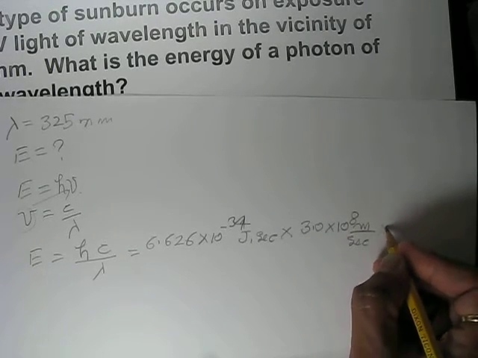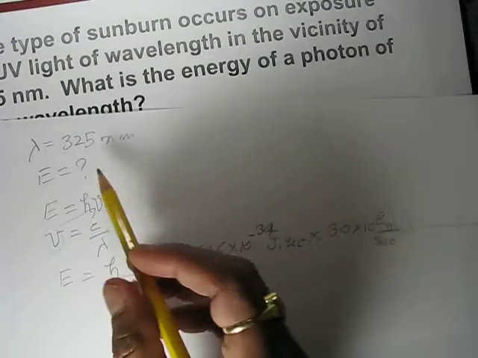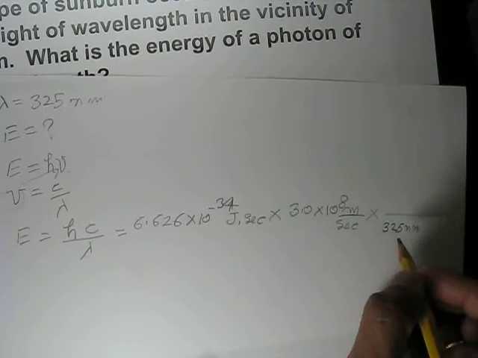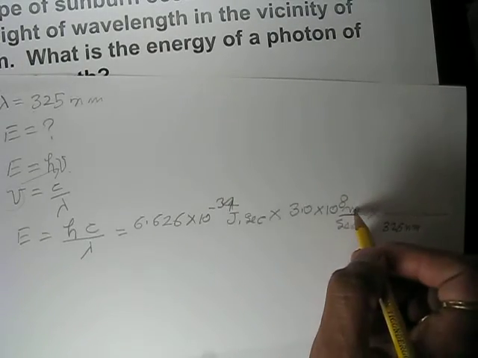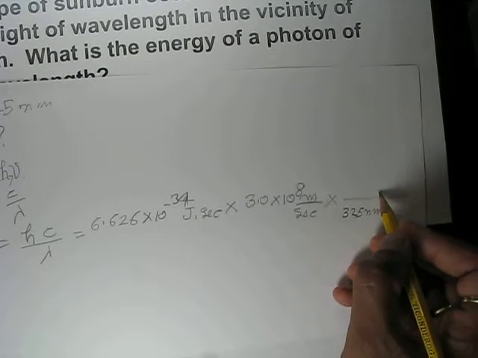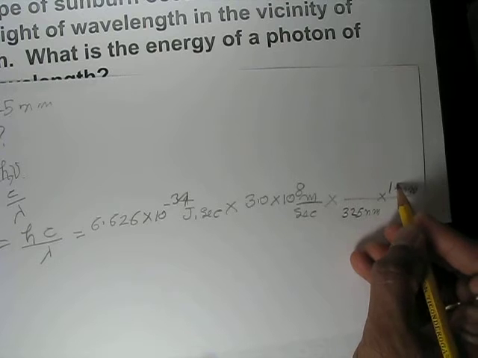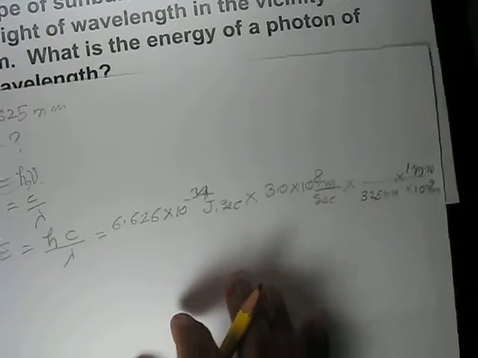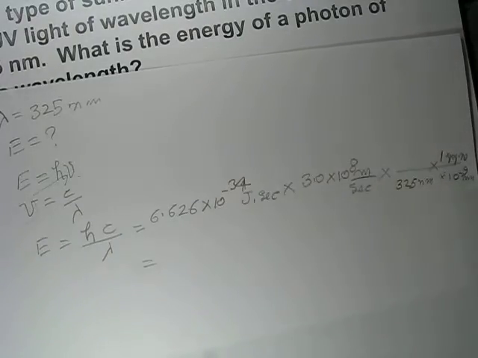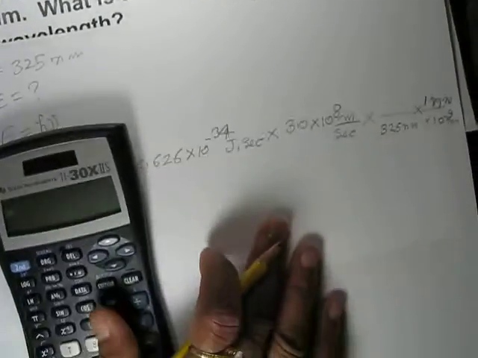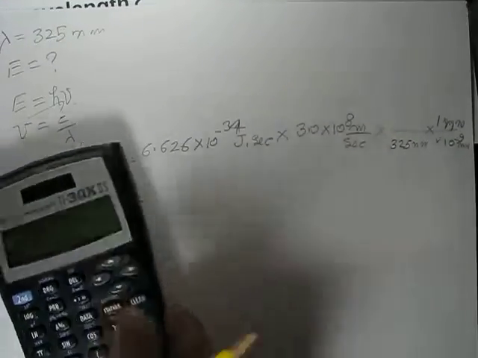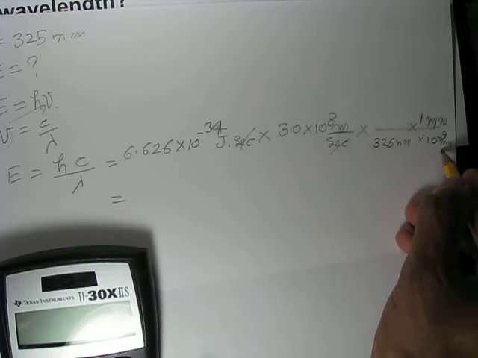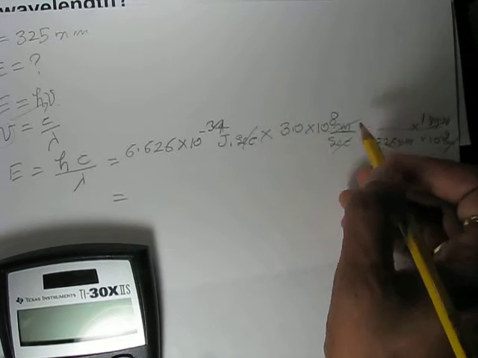and then lambda, the wavelength, is given as 325 nanometer. You can see we have a nanometer here and a meter here, so we have to convert nanometer into meter. 1 nanometer is equal to 10 raised to power minus 9 meter. So let's try to solve this. Let me simplify this first. Second will cancel out, nanometer and meter will cancel out, only joule will remain.